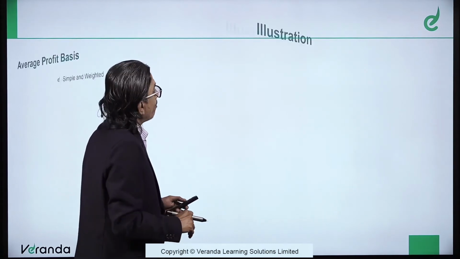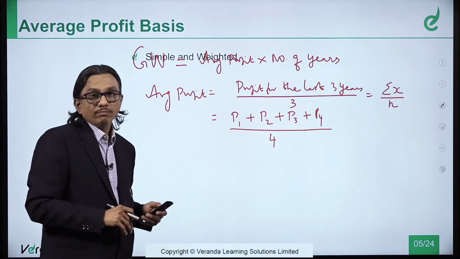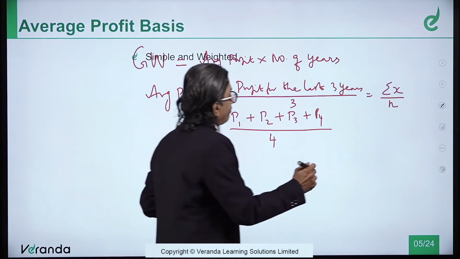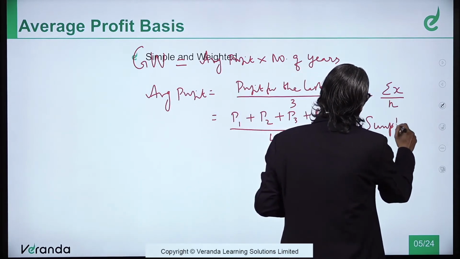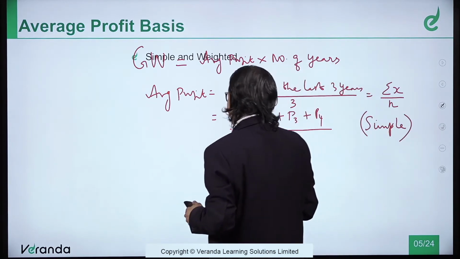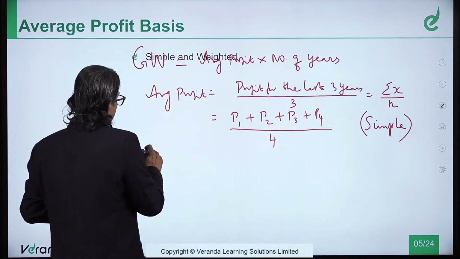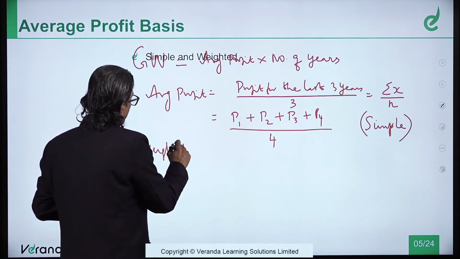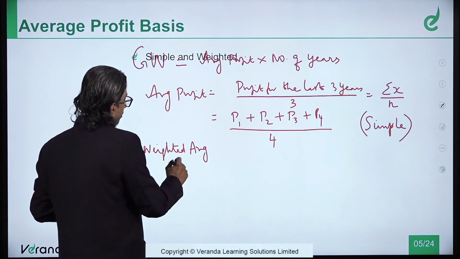Sometimes the average profit should be determined by weighted average also. This is the formula for simple average. Simple formula: add the profits of all 4 years, divide by 4, you will get the simple average. But sometimes you may have to calculate the goodwill by the weighted average profit method.